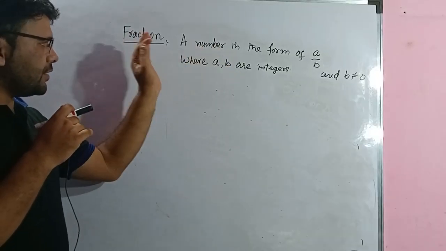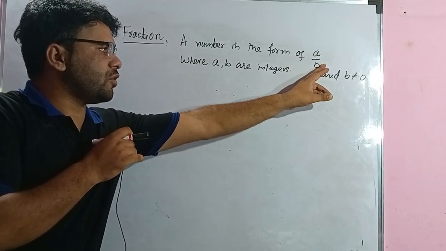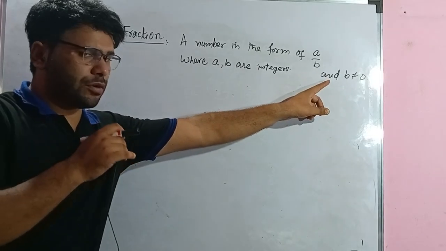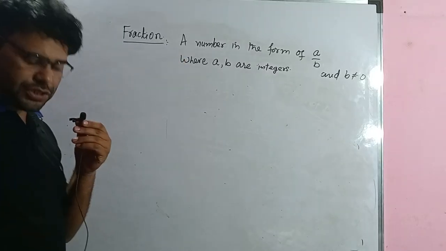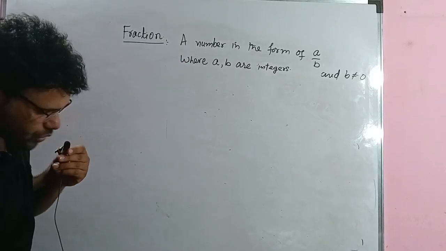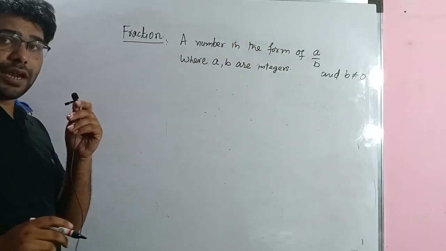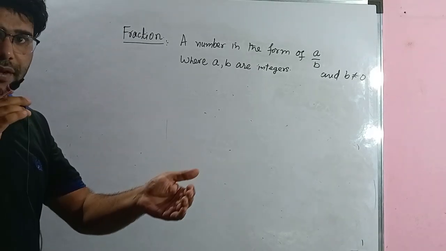A fraction is a number in the form of a by b, where a is the numerator and b is the denominator, where a and b are integers and b should not be equal to 0. This is the simple definition of the fraction. You can see from the definition here, the number in the form of a by b, both should be integers.